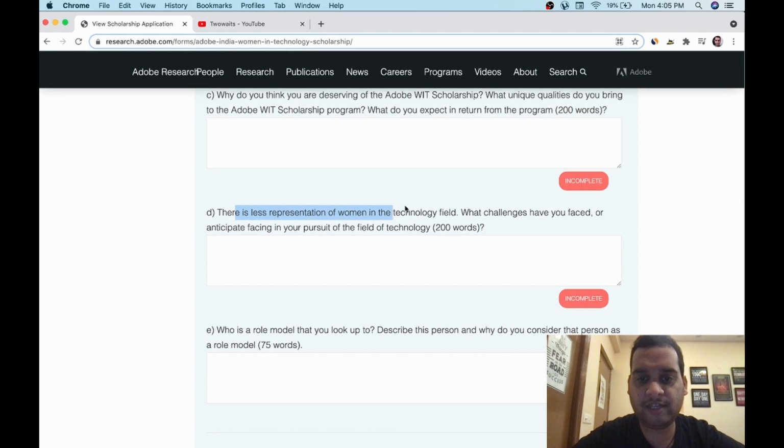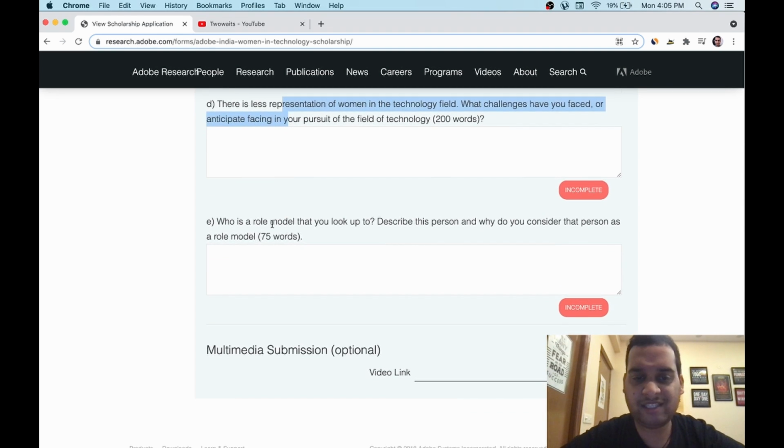There is less representation of women in tech. What challenges have you faced or anticipate facing in your pursuit of the field of technology? You can talk about these things if you are aware of them, and you can also think about what the possible challenges could be for you personally or in general for women in tech. This is an interesting question.